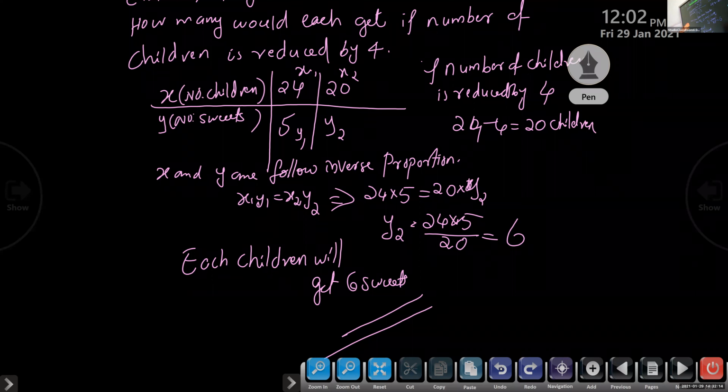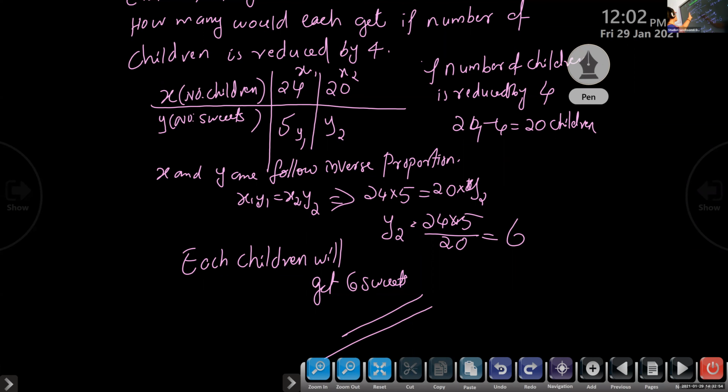Okay. See here, first of all, we have 24 children and they will get 5 sweets each. After that, suppose 4 children went home. They went home, so we have only 20 students. The question is, if the same number of sweets are distributed among them, how many will each get? If it is 20, we need to find how many sweets each student will get.